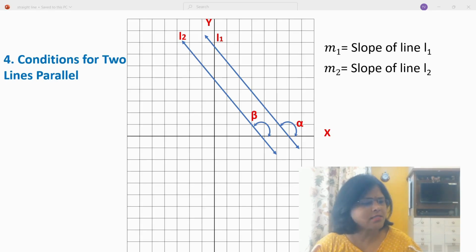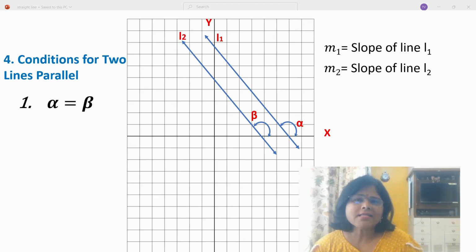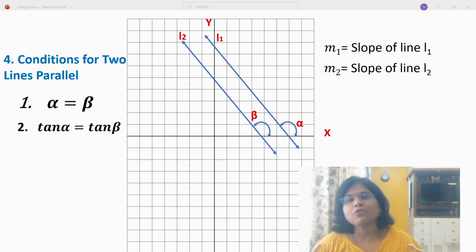Here these two lines have the same inclination as they are parallel. Therefore, they have the same inclination with the x-axis. It means that alpha is equal to beta. And as alpha is equal to beta, therefore, tan alpha is equal to tan beta we can write.